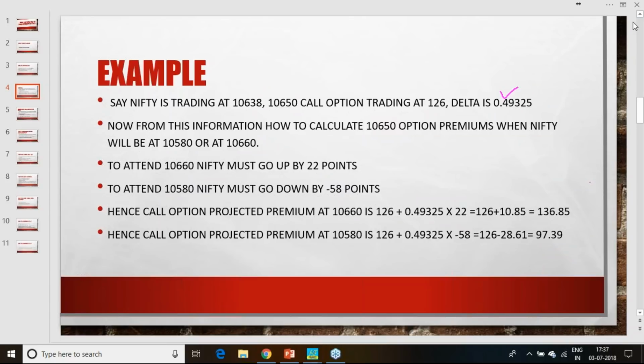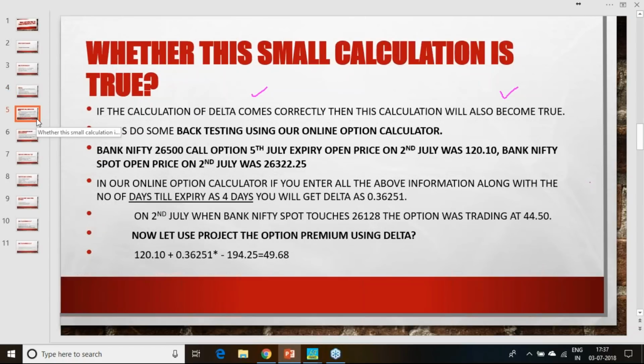You have a delta in hand, you have an option premium in hand, you have the last traded price of the underlying asset. Now you have projected the premium at an upper target point, you have projected a premium at a down target point. Whether this simple formula works in the real market, this small calculation, how far it is true, whether it really works or not.